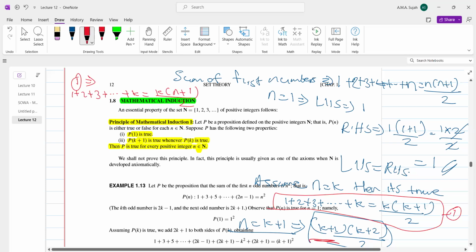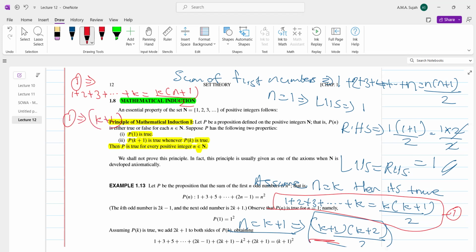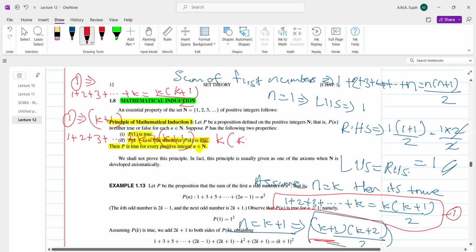So I am adding k plus 1 to both sides of the equation. Now the right hand side is 1, 2, 3, up to k, plus k plus 1, so my right side is now correct. On the left hand side, this is k into k plus 1 by 2. Now I need to add another k plus 1.